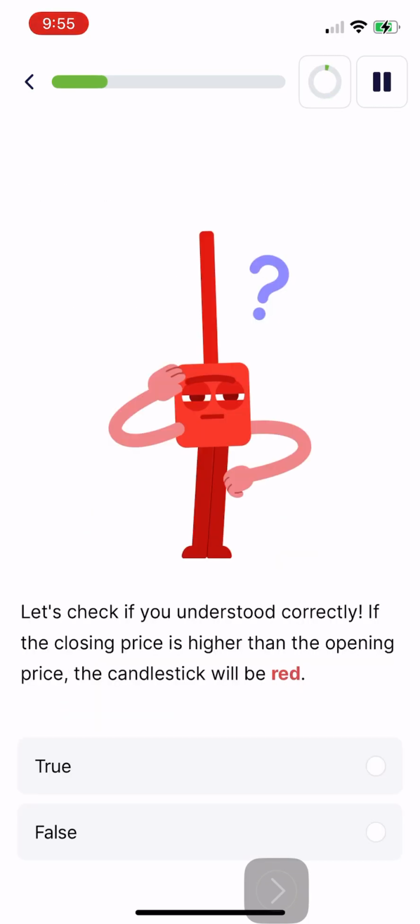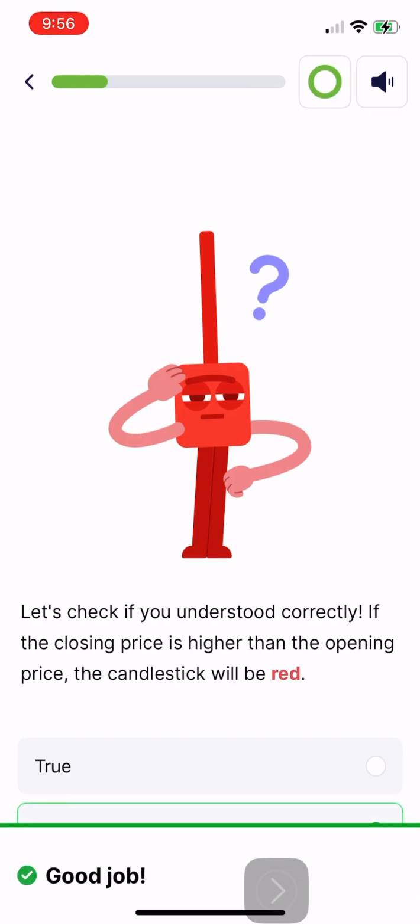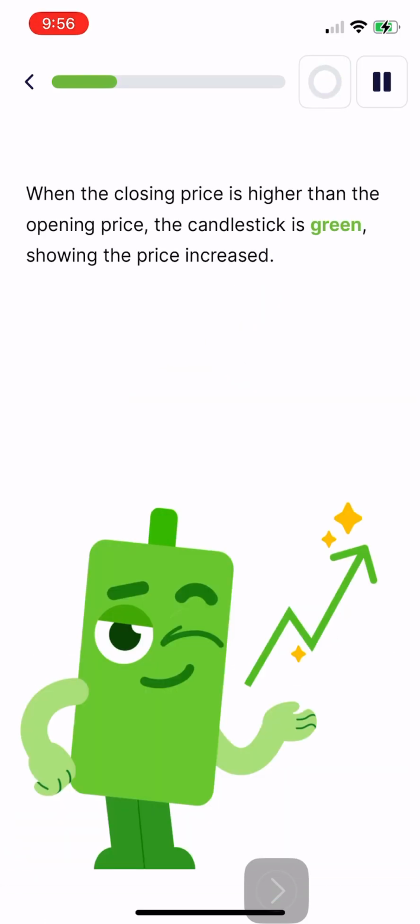Let's check if you understood correctly. If the closing price is higher than the opening price, the candlestick will be red. Yes, you're right. When the closing price is higher than the opening price, the candlestick is green, showing the price increased.